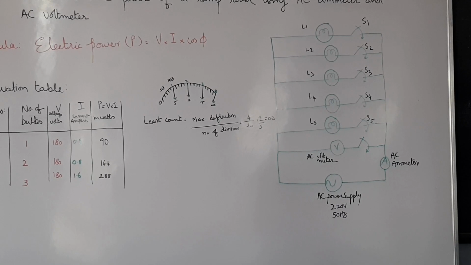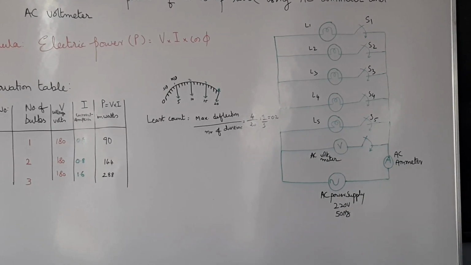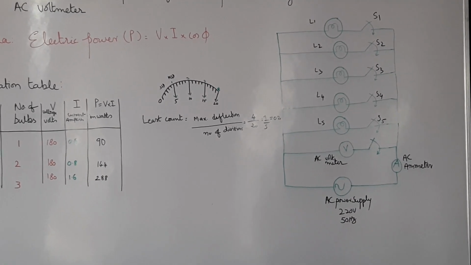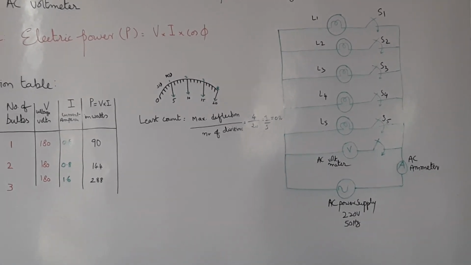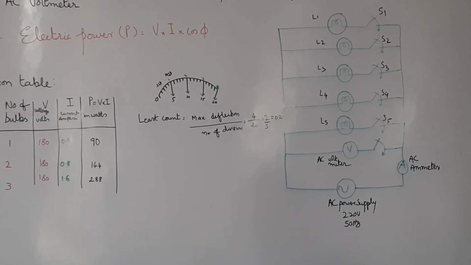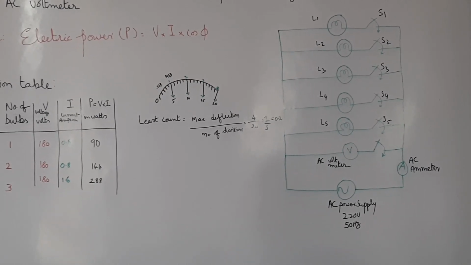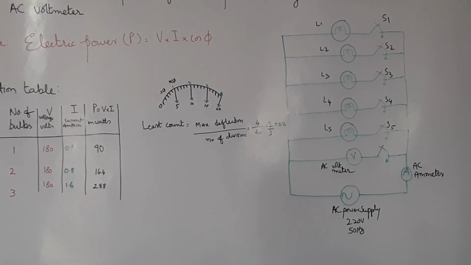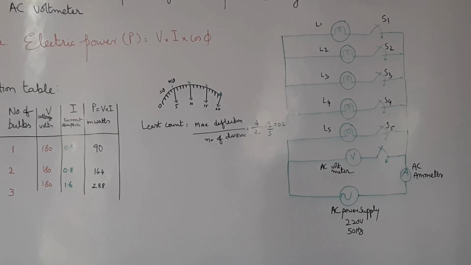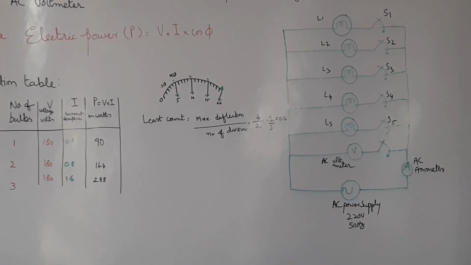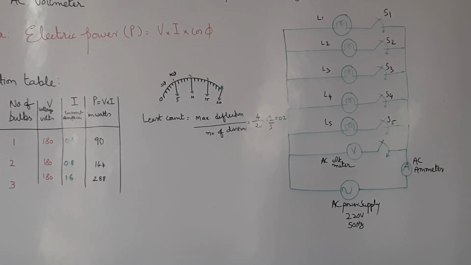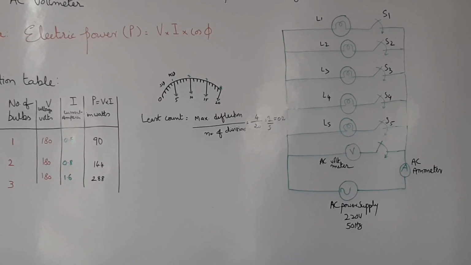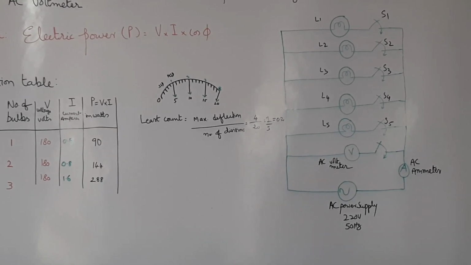So you take any two main scale divisions, suppose 1 and 2, and the number of small scale divisions between them is 5. If 1, 2, 3, 4 main scale divisions represent current and 1, 2, 3, 4, 5 small scale divisions are the values between these two, then least count will be equal to the difference of the main scale divisions, that is 2 minus 1, upon the number of small scale divisions between these two main scale divisions.